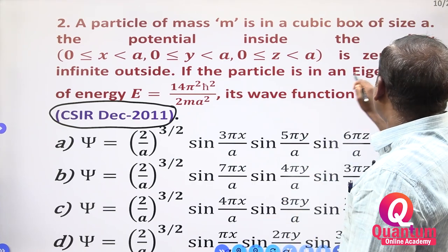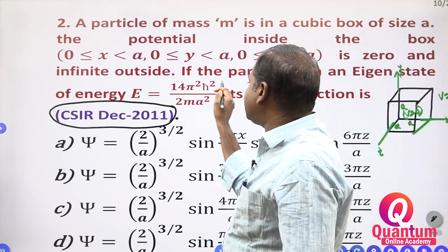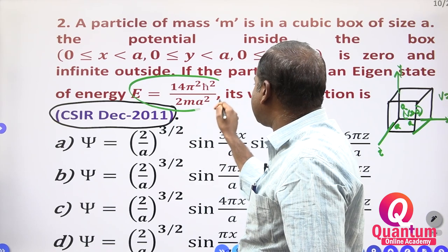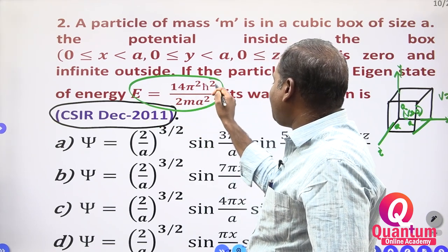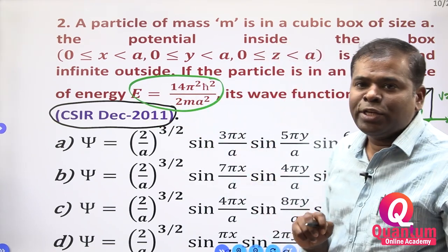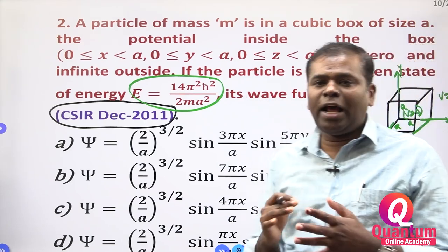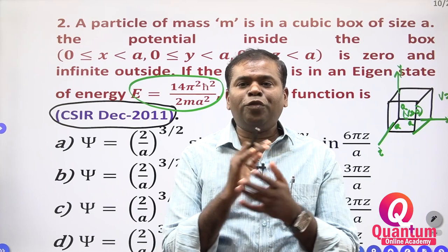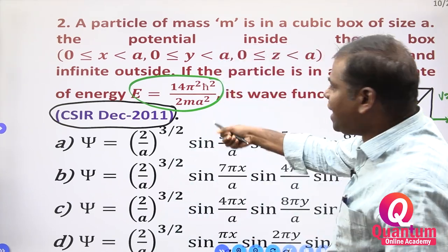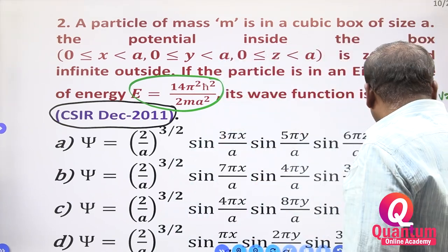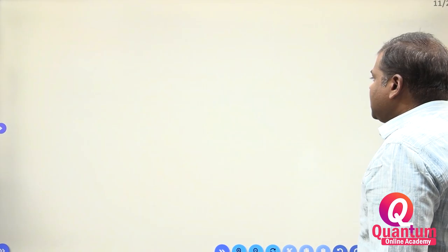If the particle is in an eigenstate, that energy is equal to 14 pi square h cut square by 2 m a square. Its wave function is... The eigenvalue they are giving. What is the wave function they are asking? From the eigenvalue, I derive the wave function. Once you have to see how I am deriving the wave function.